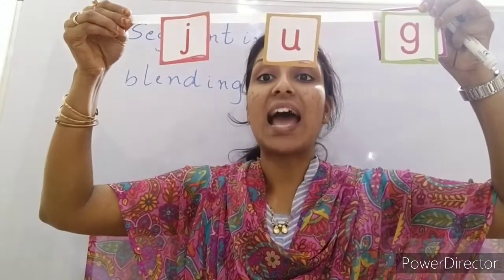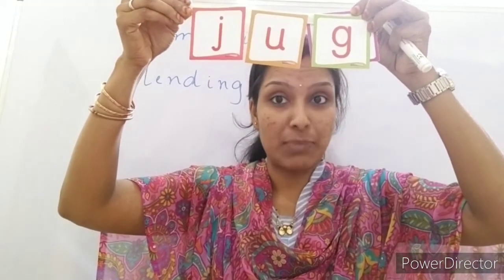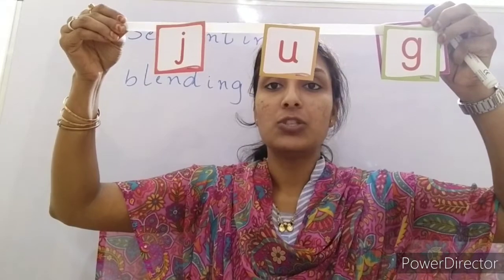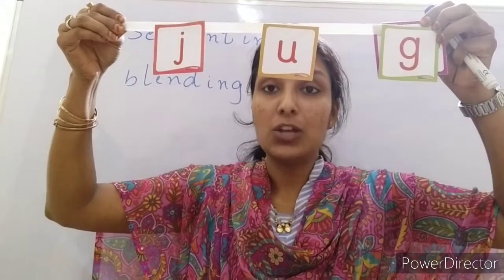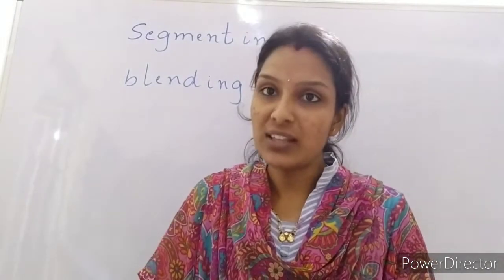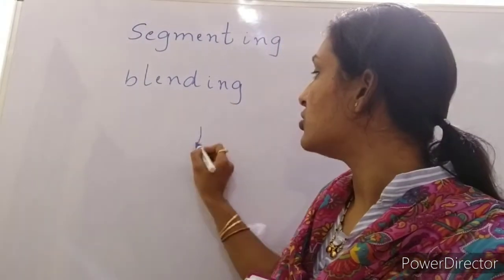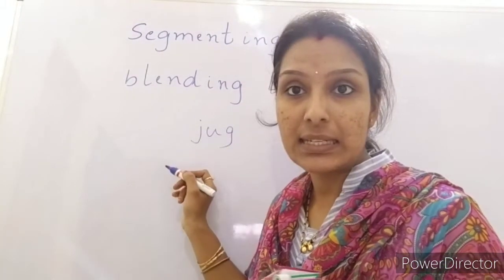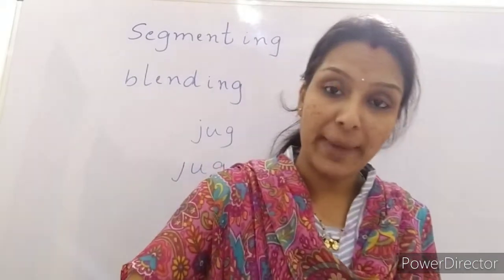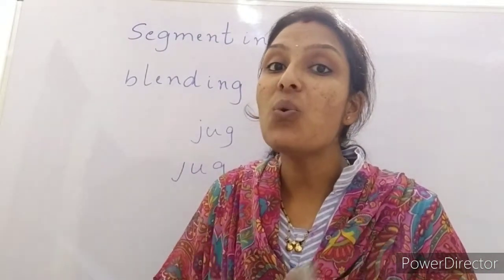What did I do? I elasticated the word jug. Your teacher told you to write jug, but you do not know what the spellings are in the word jug. So you have to elasticate it. When you elasticate a word, you will be able to find out what letter sounds are involved in this word. When you blended it, it was jug. When you elasticated it, it was j-u-g.